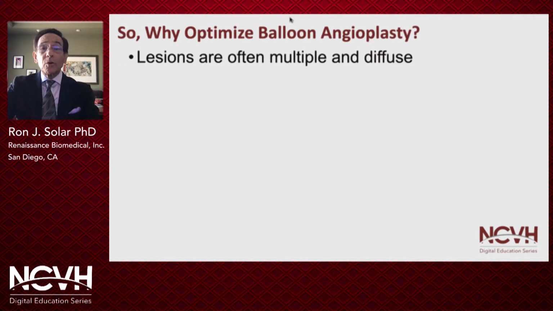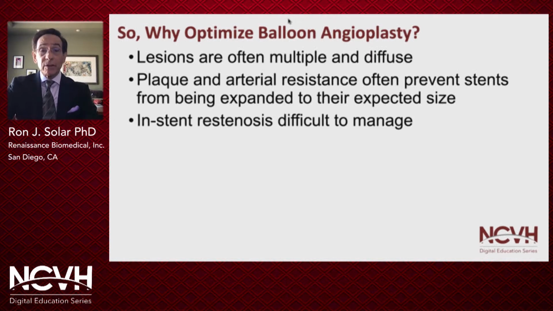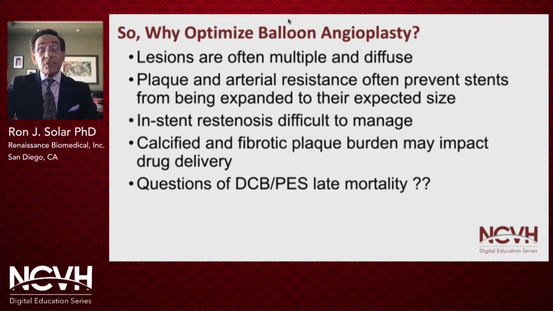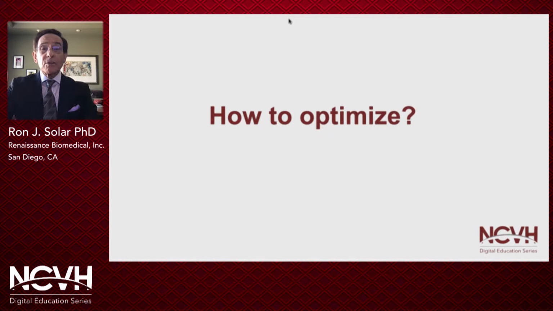Well, lesions are often multiple and diffuse. Plaque and arterial resistance often prevent stents from being expanded to their expected size. In-stent restenosis is often very difficult to manage, and calcified and fibrotic plaque burden may impact drug delivery. And there still remain questions of drug-coated balloons and paclitaxel-eluting stents with respect to very late mortality. But perhaps a more important reason is that balloon angioplasty is very easily repeatable. So how do we do this?